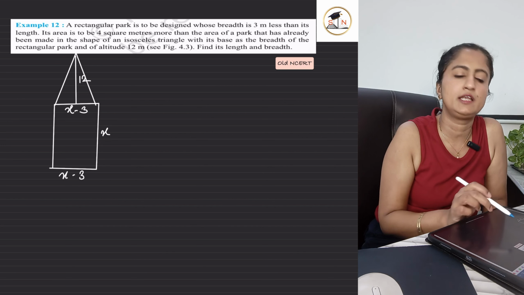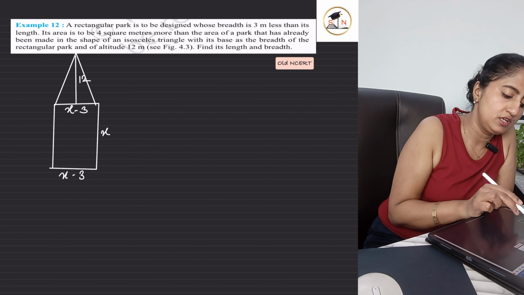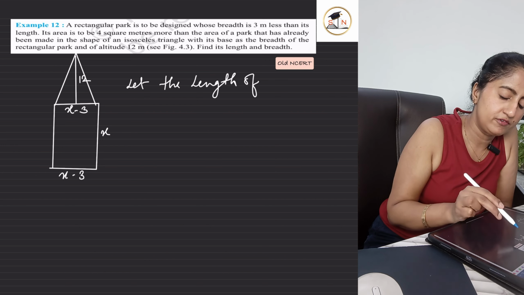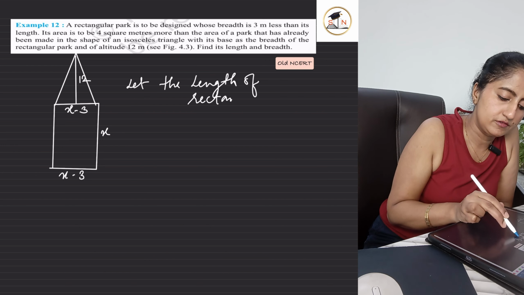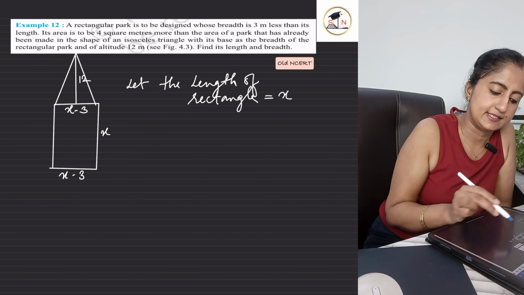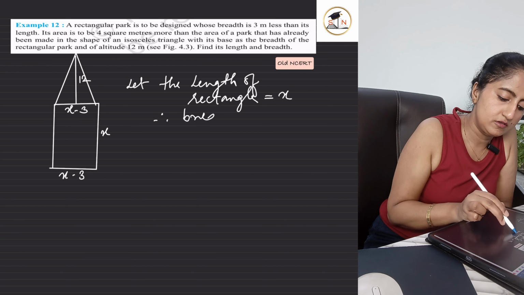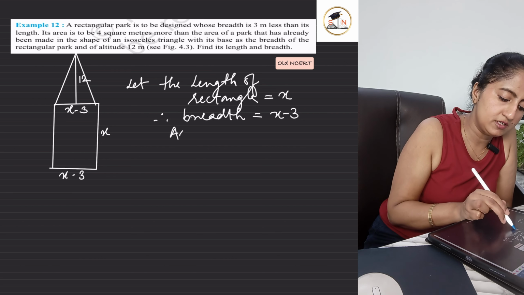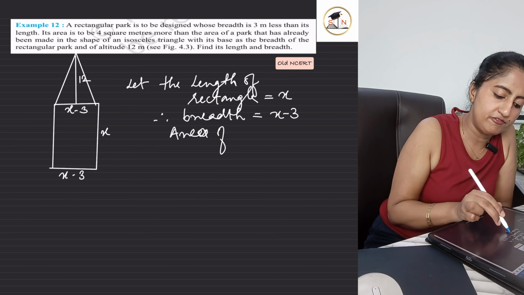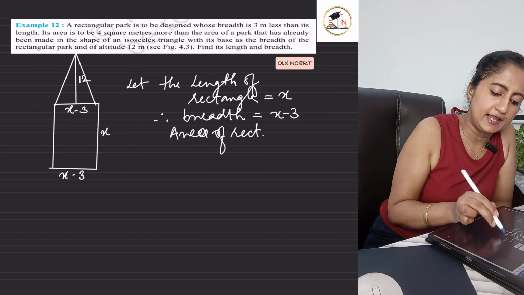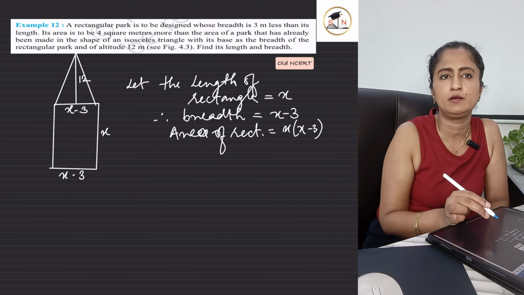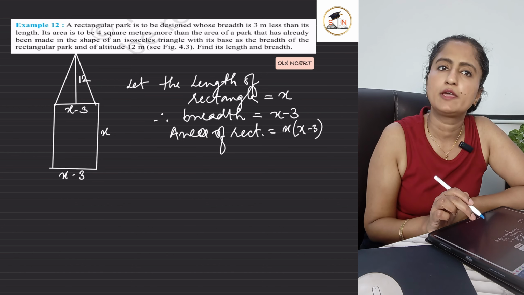Now we have to find a relation between the areas. So first of all, let's write down a few important things. Let the length of the rectangle equal x. So therefore breadth is x minus 3. Now if we talk about the area of the rectangle, it comes out to be x into x minus 3. We don't need to write L into B over here, right? So we can directly write x into x minus 3.